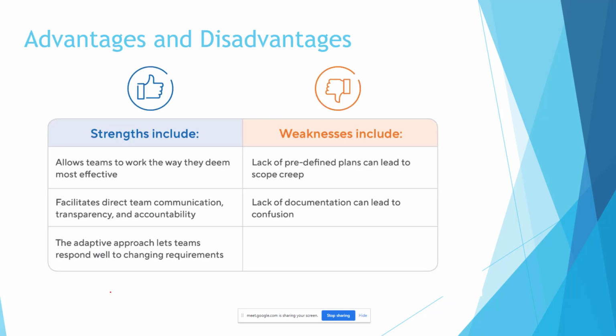Now, for advantages and disadvantages. The strengths include that it allows teams to work the way they deem most effective. It facilitates direct team communication, transparency, and accountability. The adaptive approach lets teams respond well to changing requirements. Its weaknesses: a lack of a predefined plan can lead to scope creep, and the lack of documentation can sometimes lead to confusion.